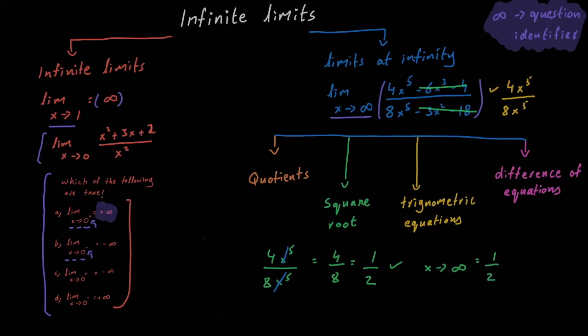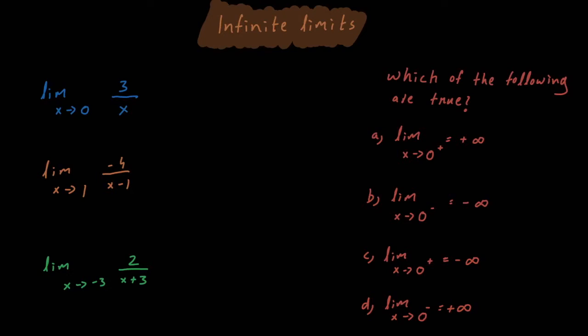Within this type, there are different types of questions. You can get a quotient, you can get a square root, you can get a trigonometric equation, or you can get a difference of equations. For this video, we will cover the infinite limits on the left, and for the next couple of videos, we'll go over each type of limits at infinity: quotient, square root, trigonometric equations, and difference of equations. So let's look at infinite limits in detail. Question 1. Limit as x approaches 0 of 3 over x.